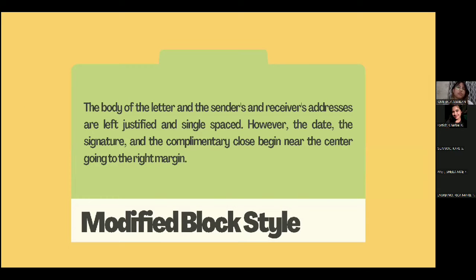Now, the second one is the modified block style. So the body of the letter and the sender and receiver's addresses are left justified and single-spaced. However, the date, the signature, and the complimentary close begin near the center going to the right margin. Next slide, please.